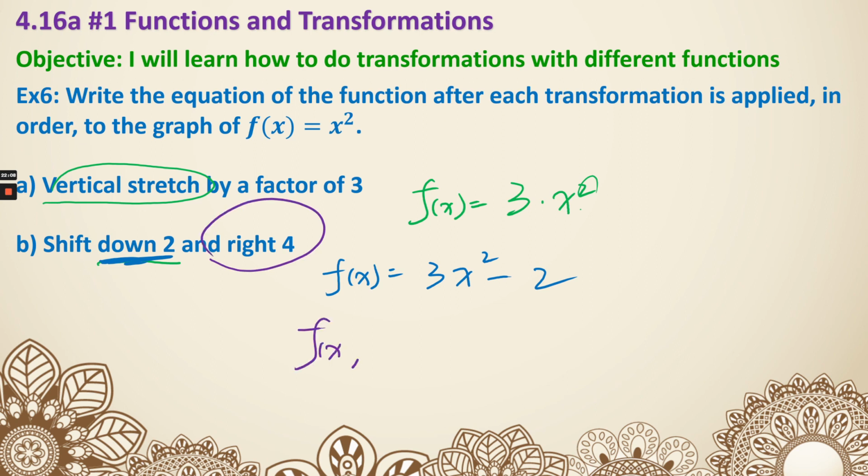So f of x, again, right 4 is a horizontal. Horizontal is always opposite. So right is actually a -4. It's got to be x -4, and we keep everything else. We still have the square. We still have the 3 in the front after we calculate the square, and we still have the -2 on the end. That is example 6.